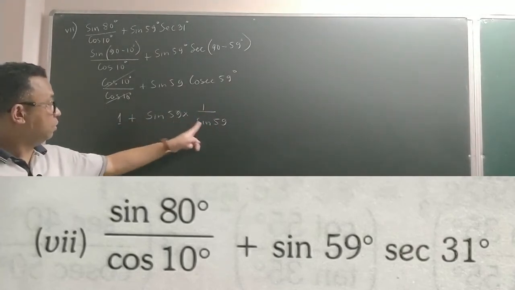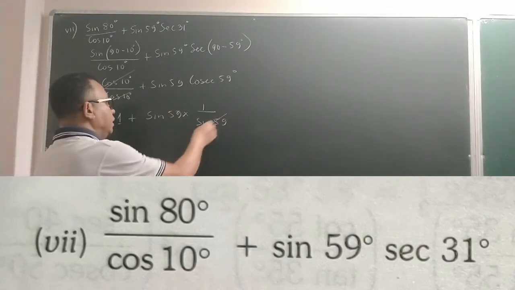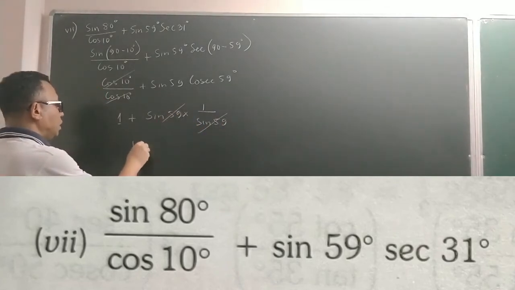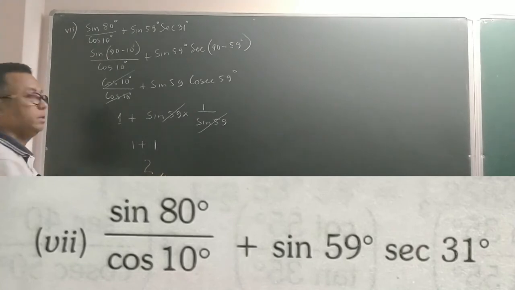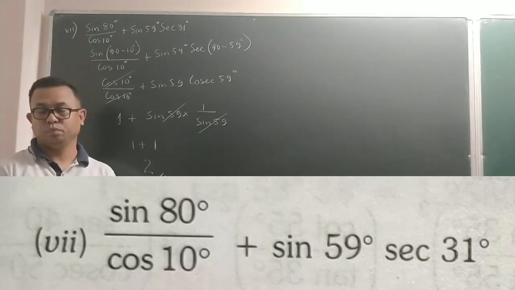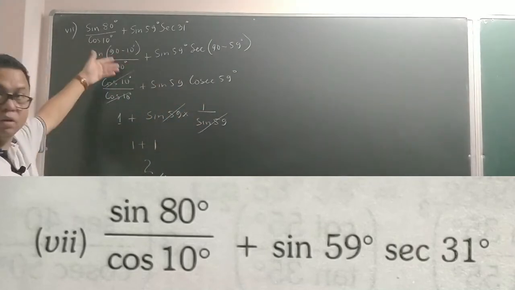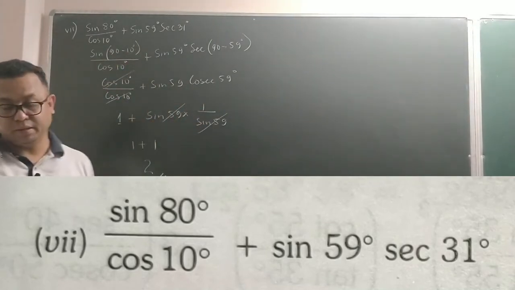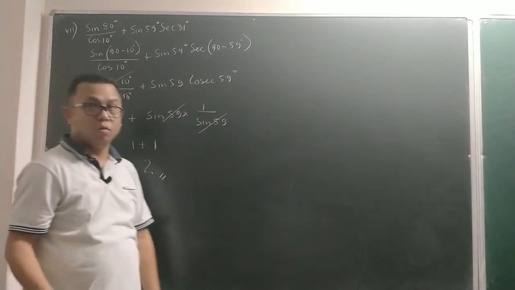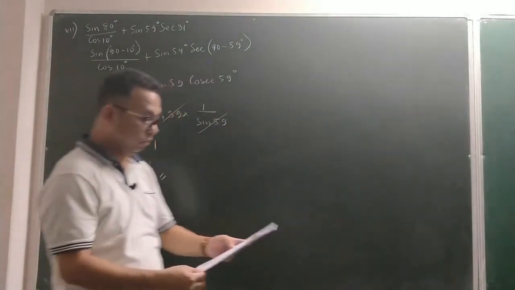So now here you go, sine 59 and sine 59. When I cancel this, this is 1 plus 1. So here you are, your answer is 2. So this is what I was talking about, top and bottom, upper and lower side, as well as side by side. When you have angles which are complementary, this is how you solve.